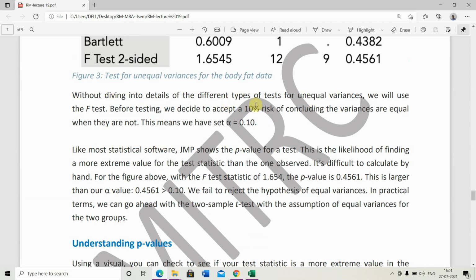Without delving into detail of different types of tests for unequal variances, we will use the O'Brien test. Before testing, we decide the accepted 10% risk of concluding the variances are equal when they are not. This means we have set alpha equal to 0.10.